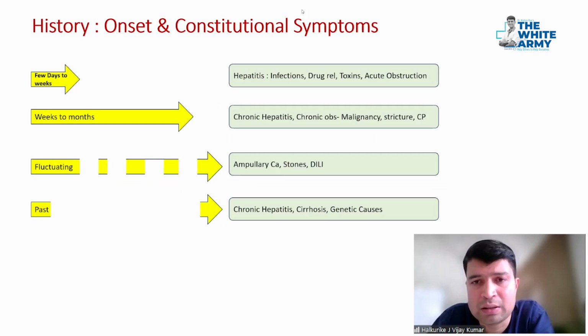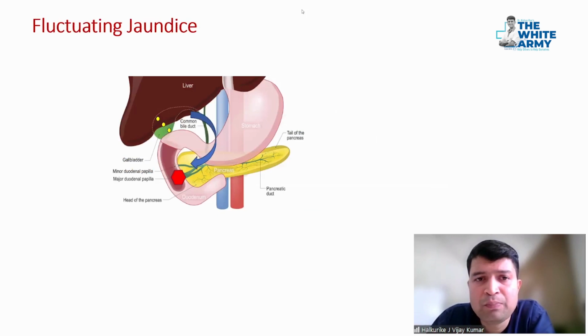and again develops jaundice. And in some genetic causes there will be a history of jaundice in the past, and then a totally disease-free period running for many years, and again the patient presents to us with jaundice. So how fluctuating jaundice occurs, this is important. In fluctuating jaundice, there are a few recurrent causes.